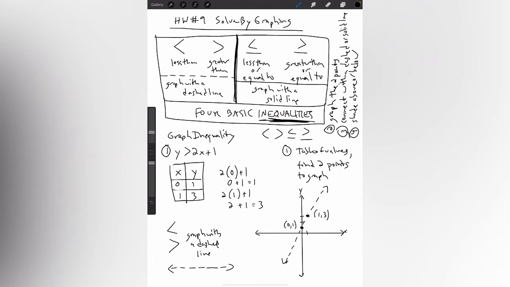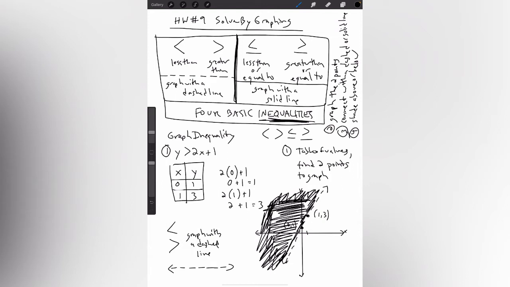And I remember in Algebra 1 we went through this. All the values that are greater than, all the values that are above the line. So if we're looking at all the values above this dashed line, it's going to be all the values on this side of the line. So I would shade in everything on this side of the line, because these are all the values that are greater than, above the line. That's why we use the greater than symbol.